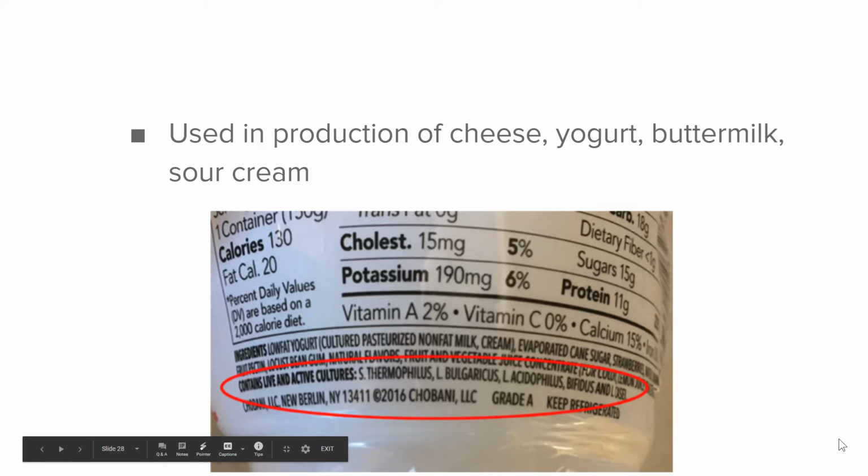It's also used in the production of cheese, yogurt, buttermilk, and sour cream. So we mentioned that our yogurts and these products have bacteria in them. Another side effect is that they make lactic acid, and it's part of the taste of these products.